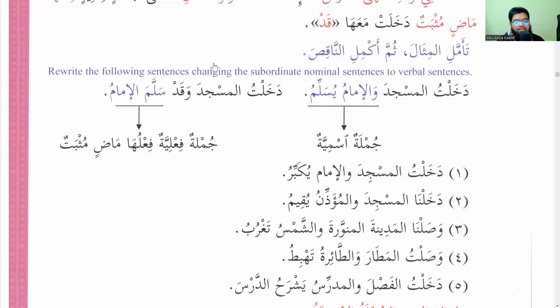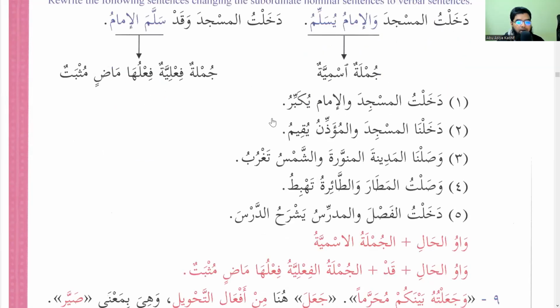So translation wise, and certainly the imam had given salam. Maybe a little change here and there, but it's a similar meaning. So it says jumliyatun fi'liyatun fi'luha madin muthbatun. So two conditions are there. One, it should be fi'l madi, and second, it should be muthbat, an affirmative sentence. And you have to change into jumla fi'liya. So, for example, dakhaltu al-masjida wal imamu yukabbiru. I entered the masjid while the imam was saying takbir. Kabbara yukabbiru takbiran.